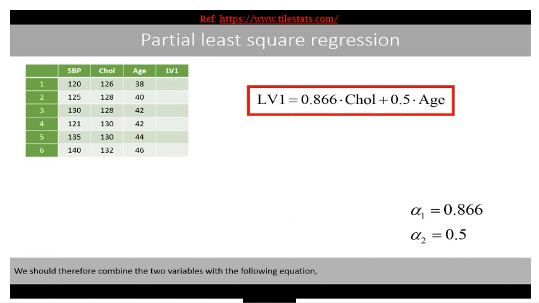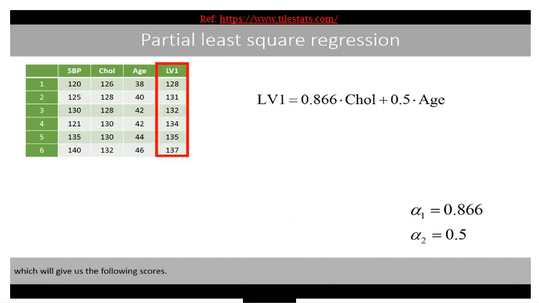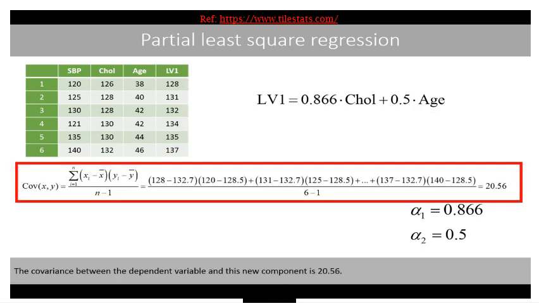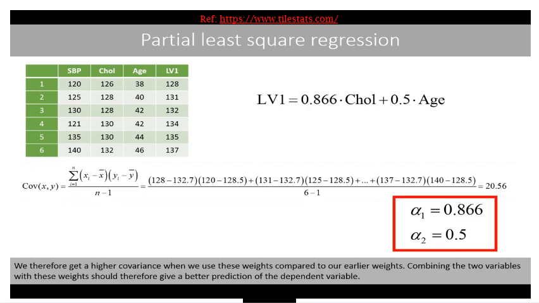We should therefore combine the two variables with the following equation, which will give us the following scores. The covariance between the dependent variable and this new latent variable is 20.56. We therefore get a higher covariance when we use these weights compared to our earlier weights. Combining the two variables with these weights should therefore give a better prediction of the dependent variable.